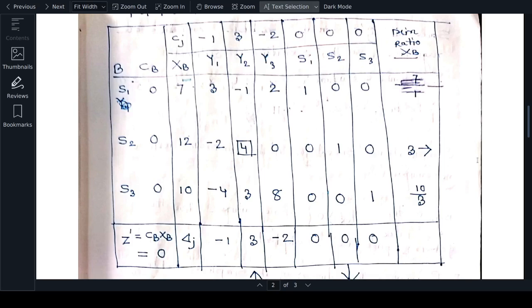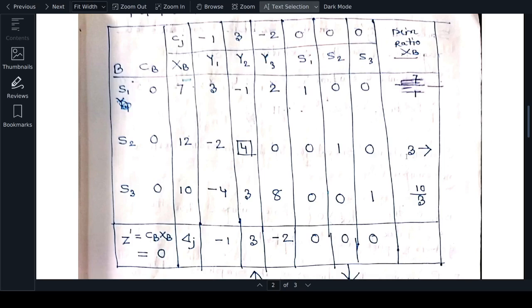j varies from what to what? How many columns do we have here? 1, 2, 3, 4, 5, 6. So delta 1 equals c1 minus cb into y1. So what is the value after calculation? All of you can solve this now, same as earlier.